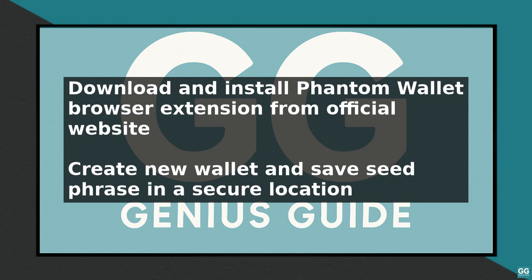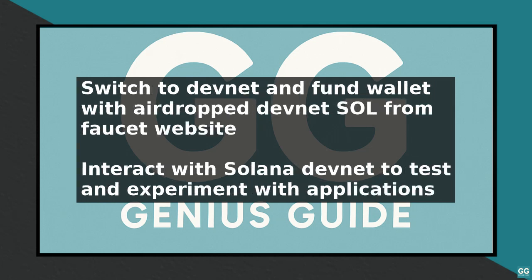Now that your wallet is set up and funded, you can start exploring the Phantom Wallet interface. The wallet is divided into several sections, including the account overview, transaction history, and token balances. You can send and receive Sol and other tokens by clicking on the Send and Receive buttons.